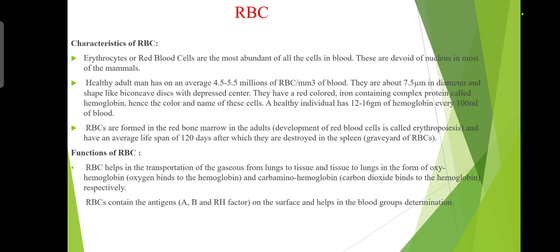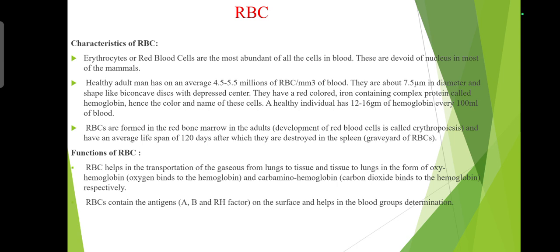RBCs are formed in the red bone marrow in adults. The development of red blood cells is called erythropoiesis. They have an average lifespan of 120 days, after which they are destroyed in the spleen. Functions of RBC: RBCs help in the transportation of gases from lungs to tissues and tissues to lungs in the form of oxyhemoglobin.